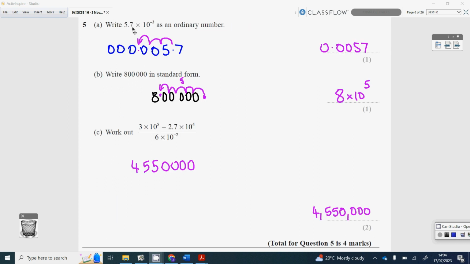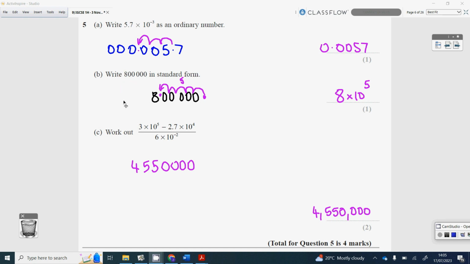5a, write 5.7 times 10 to the minus 3 as an ordinary number. Now the power is negative, so I know this is going to be a very small number. So as a working, set up lots of zeros to the left-hand side of the 5.7, giving us something to hop over. Now it's to the power of minus 3, so the decimal point is going to do 3 hops. So 1, 2, 3 is going to end up here. So we can see our answer is 0.0057.